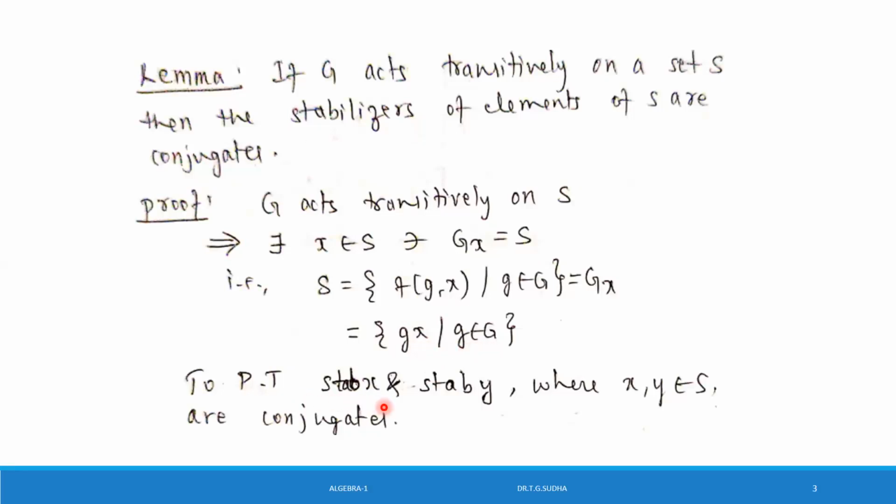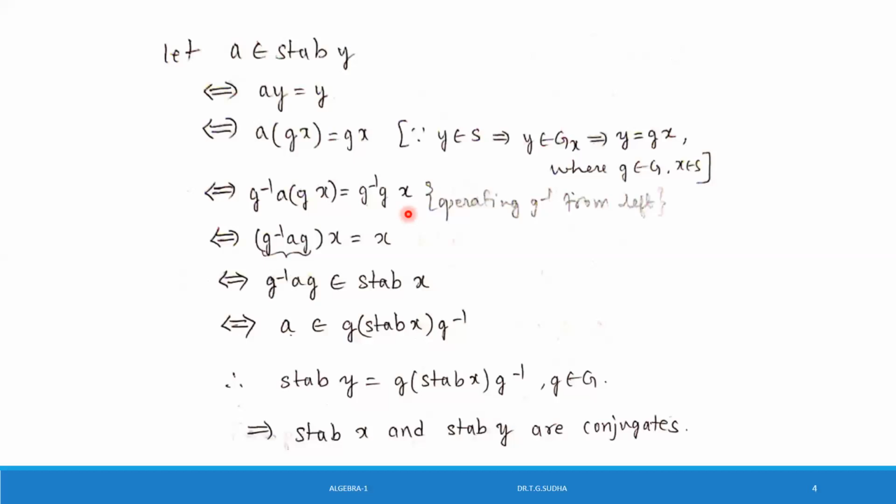Now to prove that for any two elements x and y, stab x and stab y, that is the stabilizer of x and stabilizer of y, are conjugates. So let us take a belonging to stabilizer y. Since a belongs to the stabilizer y, it fixes y. Therefore, ay is equal to y.